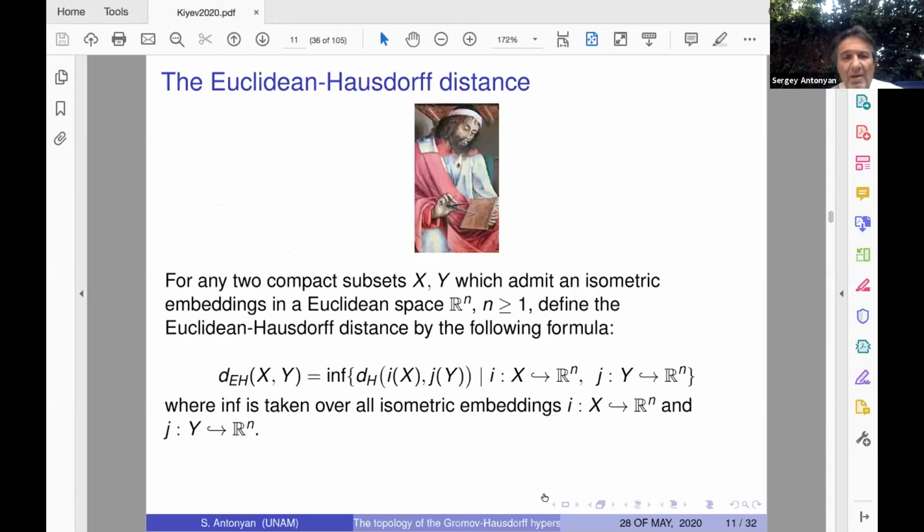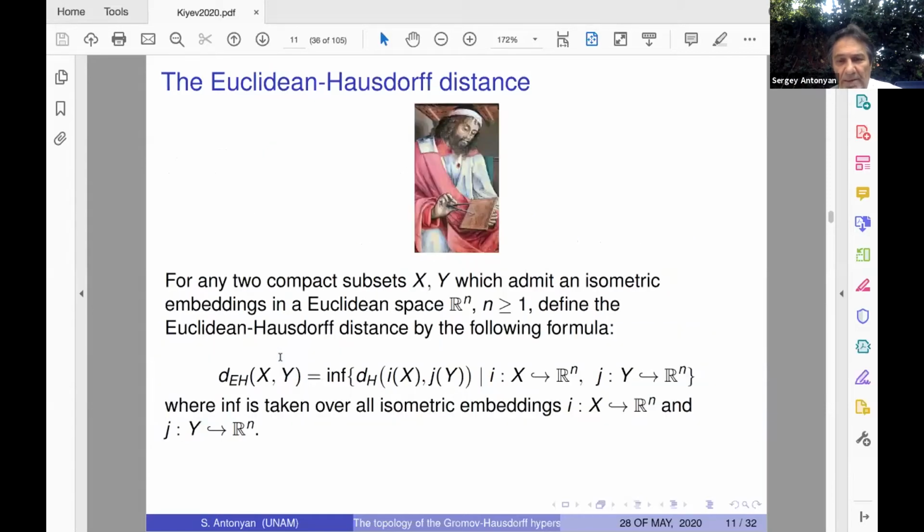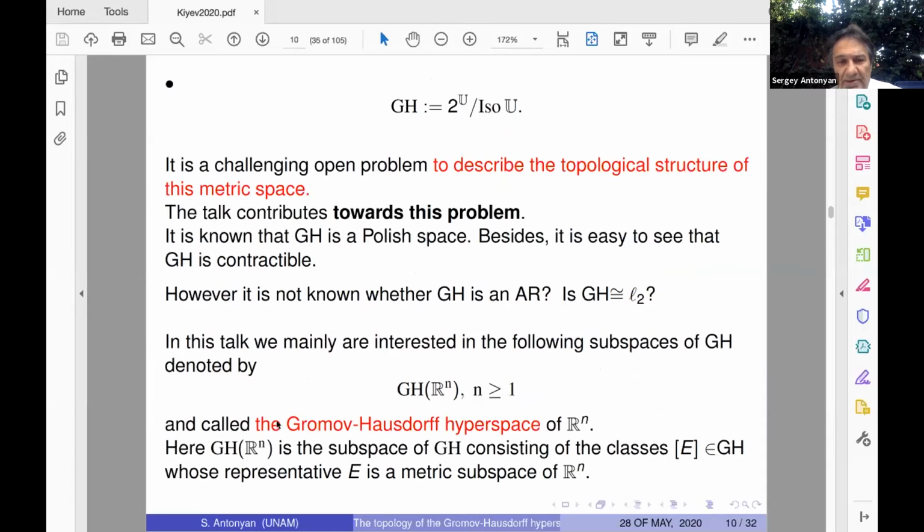So again, GHRn consists of all those classes which have a representative as a metric subspace of a Euclidean space. It turns out that we can consider, like in the Berestovsky-Vershik theorem, all possible embeddings of X and Y into the given Euclidean space, take the infimum of these numbers, and call this number, temporarily, the Euclidean Hausdorff distance. So my idea is to present the structure results about this Gromov-Hausdorff hyperspace of Rn.